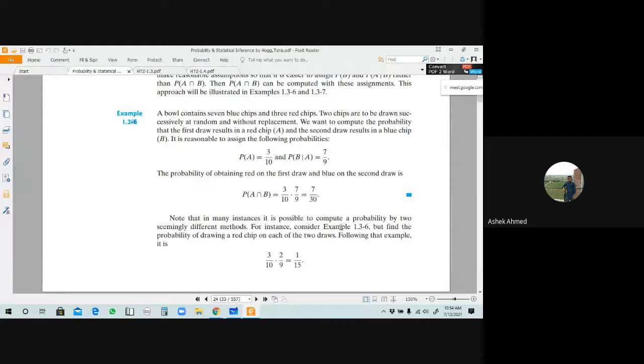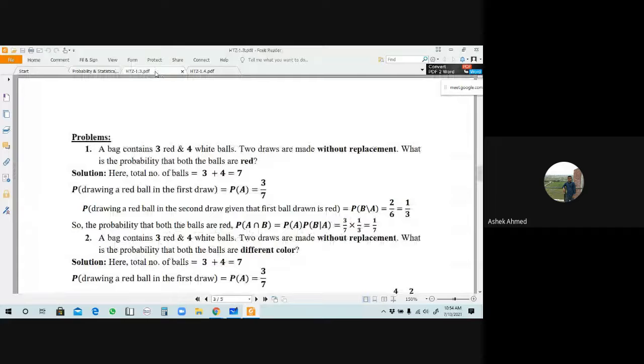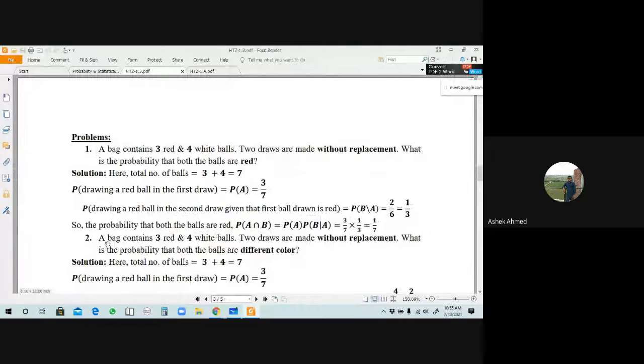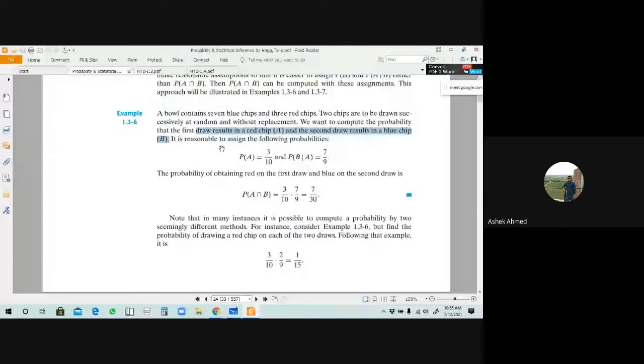Okay, just given a problem: A bowl contains 7 blue chips and 3 red chips. 2 chips are to be drawn successively at random and without replacement. We want to compute the probability that the first draw results in a red chip and the second draw results in a blue chip. Okay, that was discussed in the last class. This example is similar to examples number 1 and 2 also. From here you can solve problem 6.